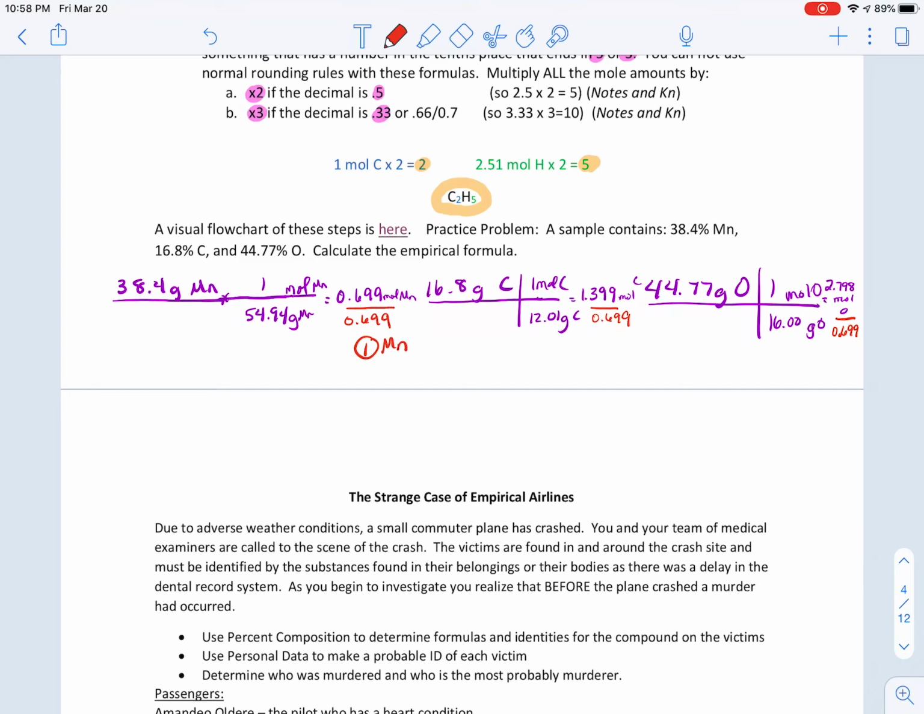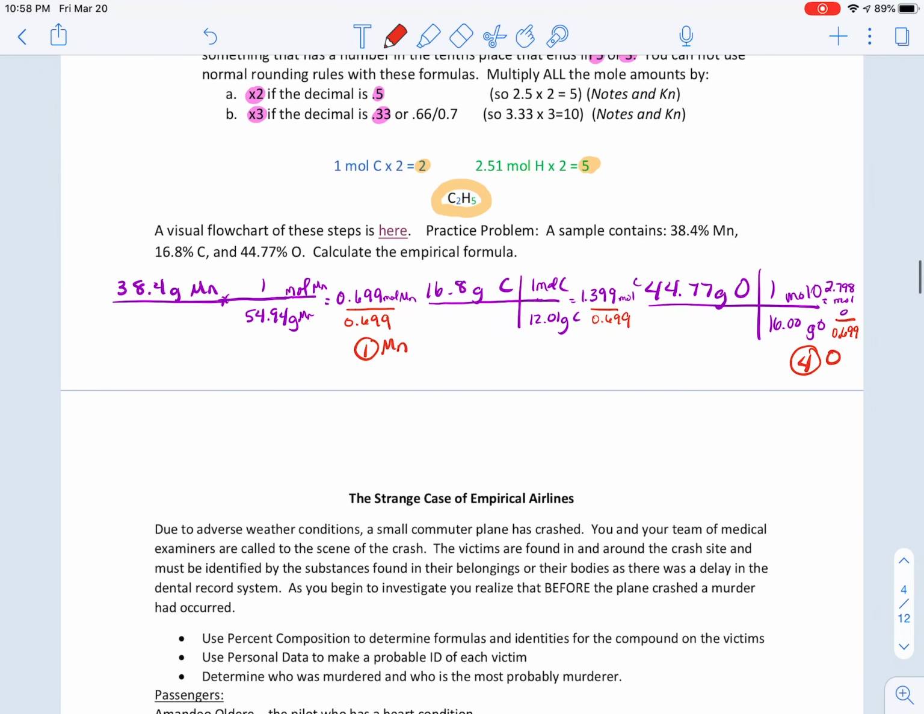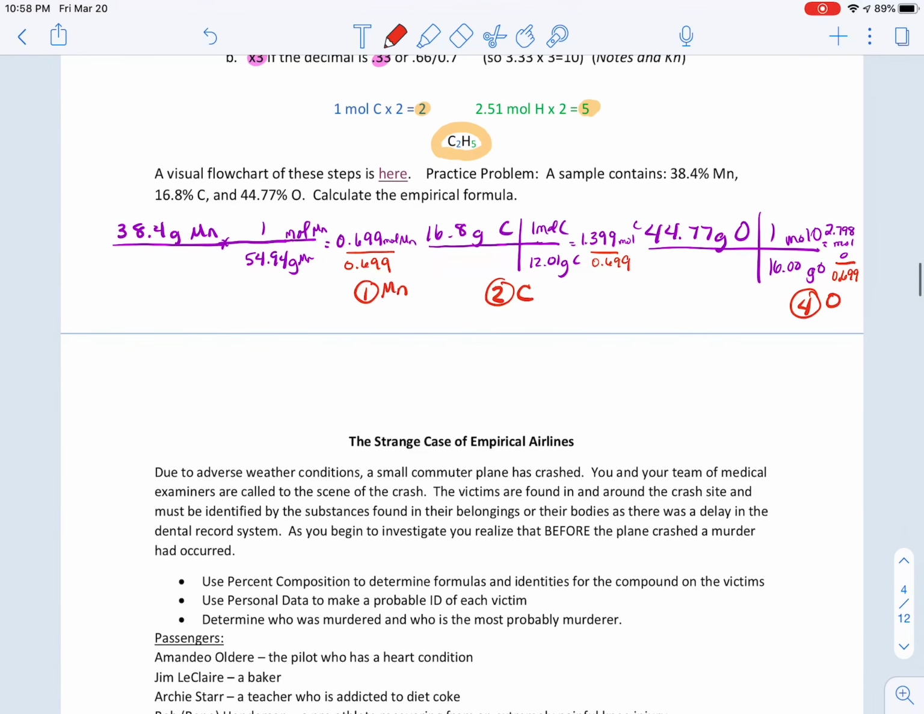Actually, I've already got the other number in my calculator. So the third number, I'm going to do that one next. And this gives me 4.003, so that one's a really solid 4. And then 1.399 divided by 0.699, and I get 2.001. So that's definitely a solid 2.